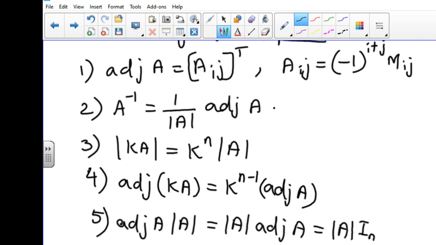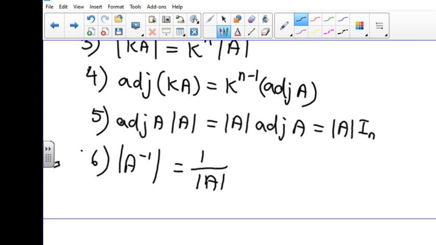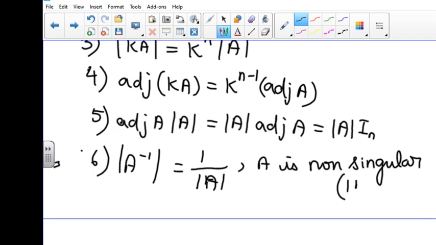Now let us go with the sixth one. Determinant of A inverse is equal to 1 by determinant of A, if A is non-singular. What is meant by non-singular? Determinant A is not equal to 0. Determinant A equal to 0 means it is singular. Okay, now the seventh one.